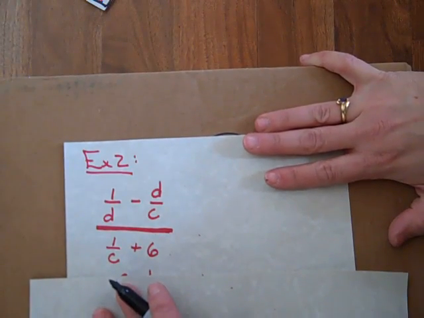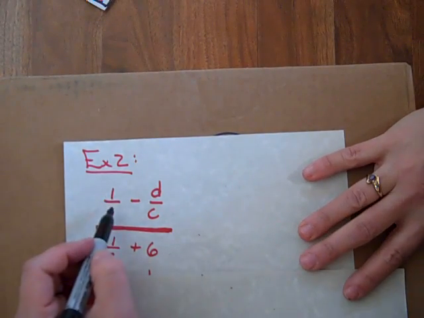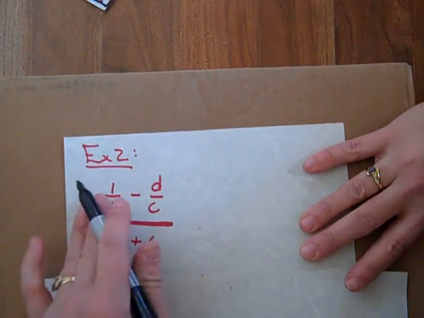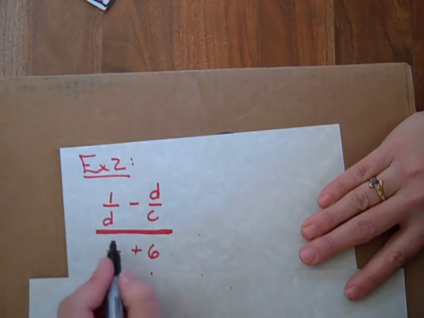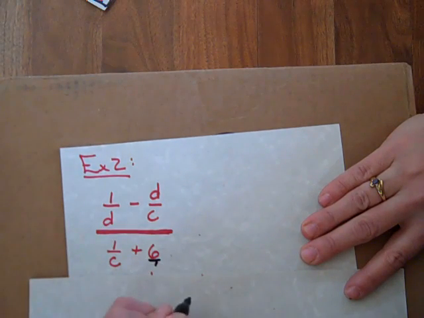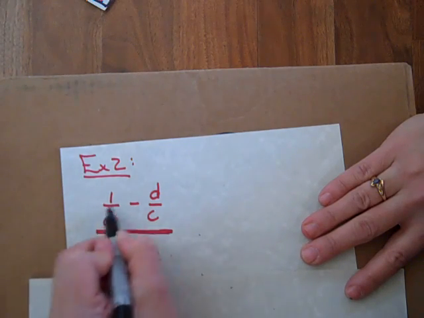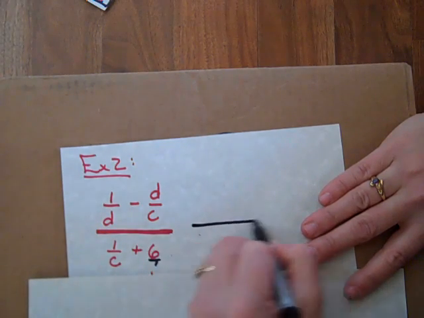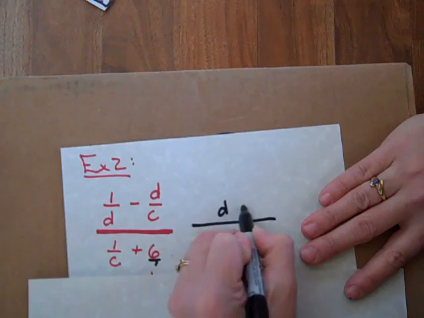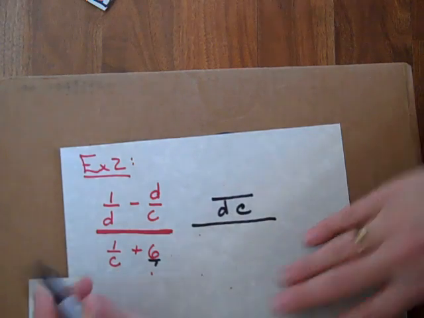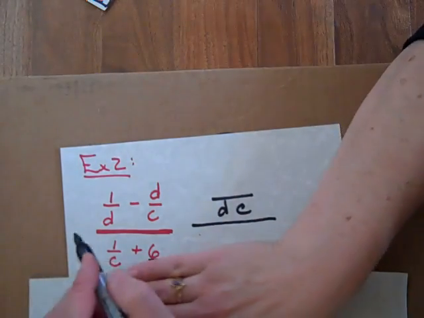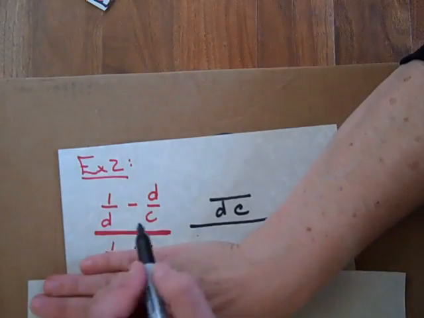Okay, so look at this guy. It's pretty involved. We have a 1 over d minus d over c all over 1 over c plus 6, which is like 6 over 1. All right, now I have a problem. I got to pull this all together so that I end up with one common denominator of dc. That's going to glue the top part of this together, okay? And so the whole problem's here.